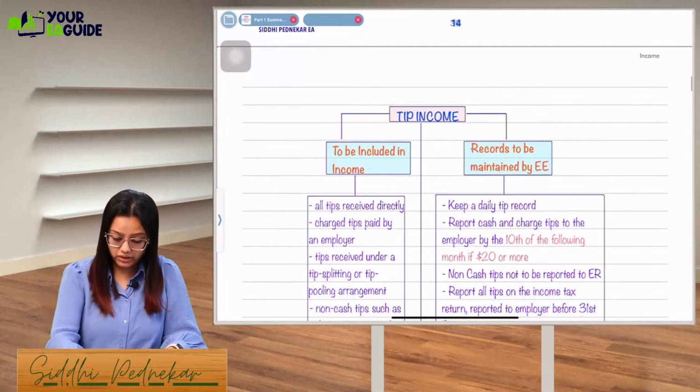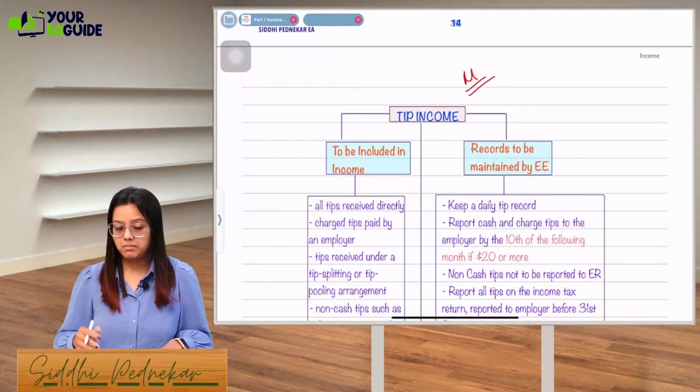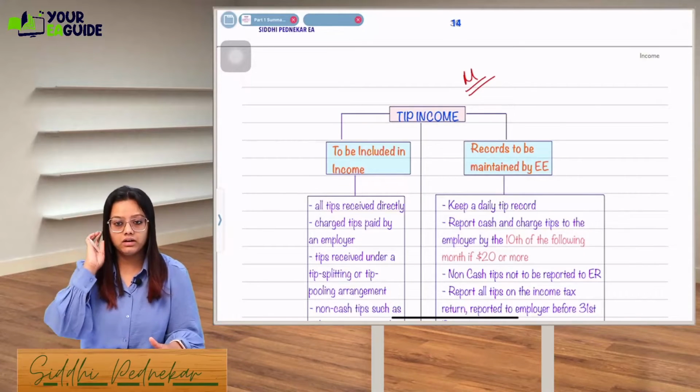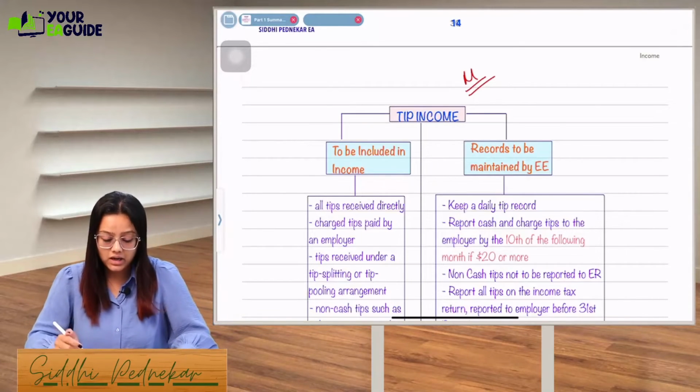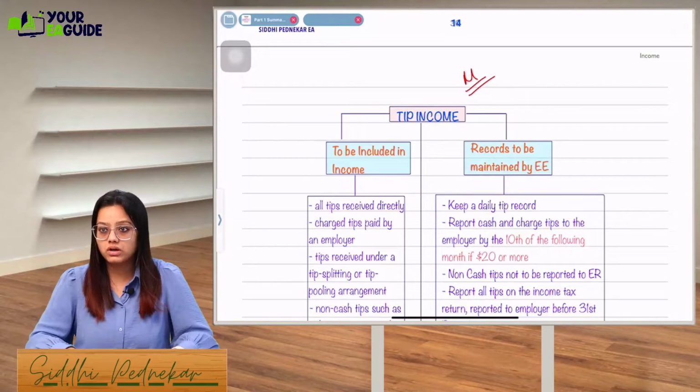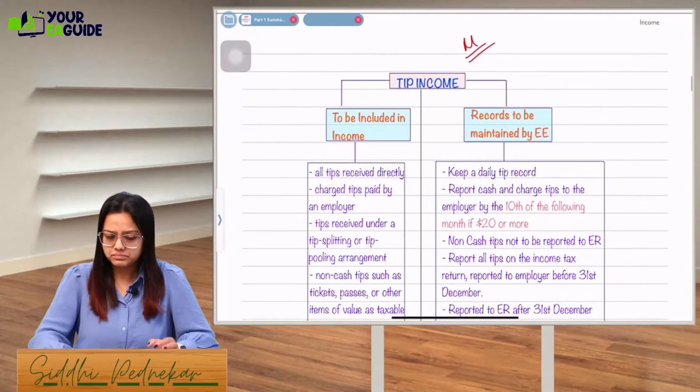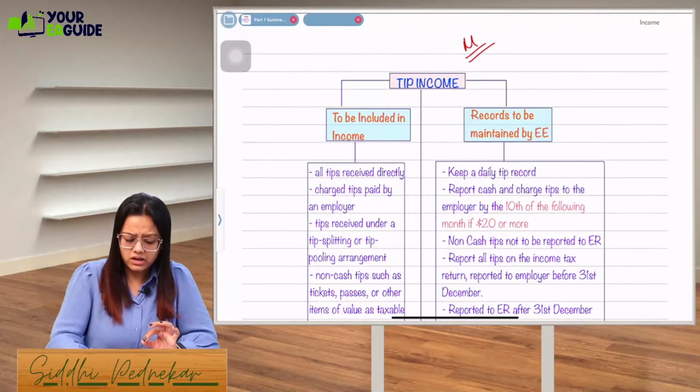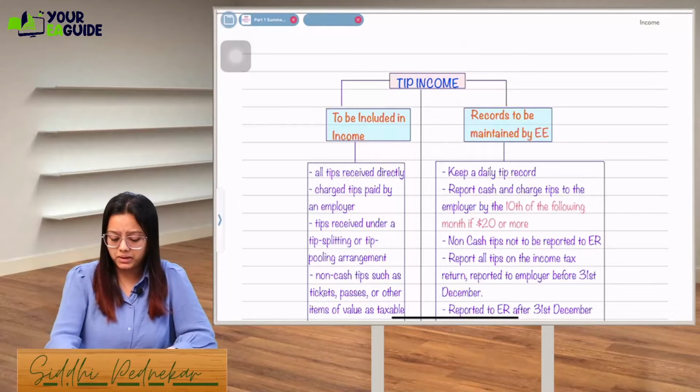Next most important is tip income. People actually find it a little bit difficult to understand this topic, but it's very easy to understand. We have just a small technique you have to remember.